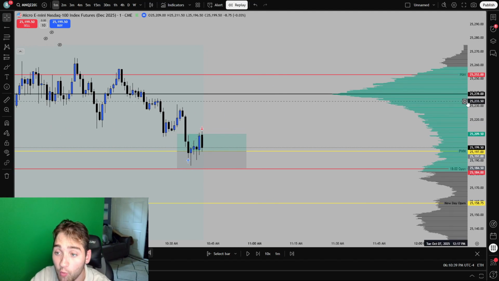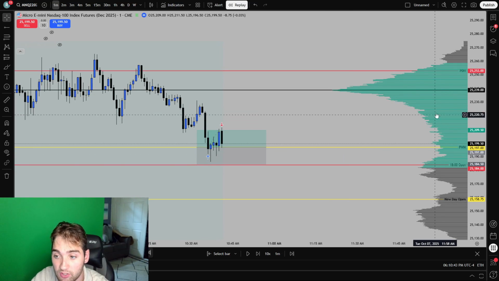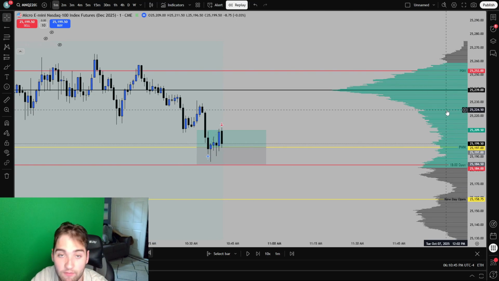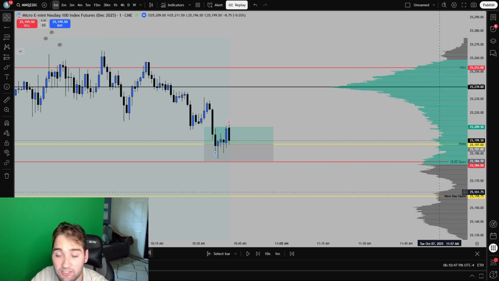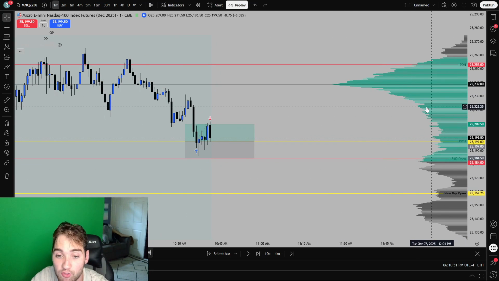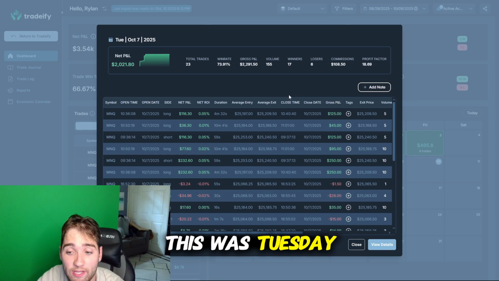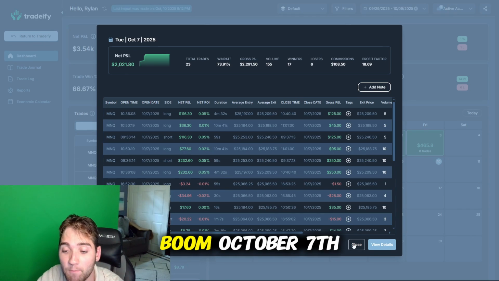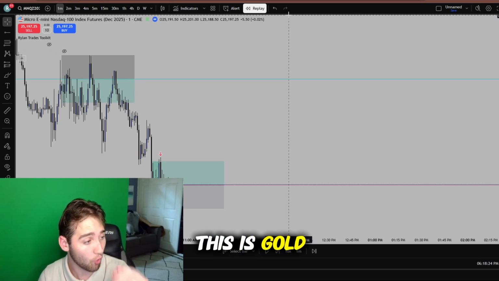We're only going to be using this anchored volume tool because it shows you the nodes, the levels of each candle's node of the volume. It staggers it out on the daily time frame where you can see where the low volume nodes really are. This was Tuesday, October 7th. Boom, October 7th. This is gold I just gave you.